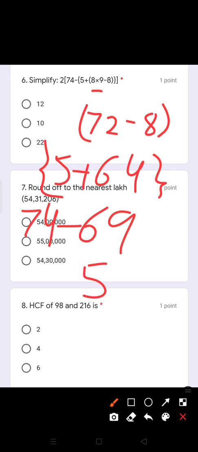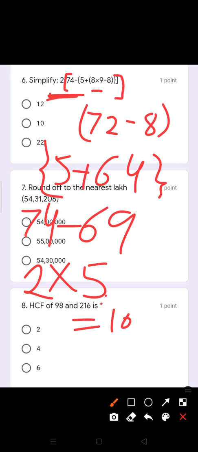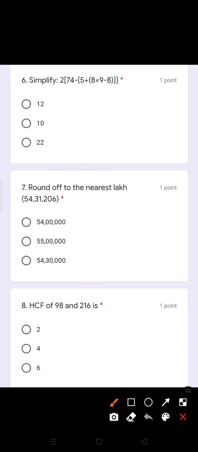Now आपका जो square bracket है वो भी ओपन हो गया है, and 2 and this square bracket के बीच में कोई साइन नहीं है, so we are going to put multiplication sign here, and 5 2s are 10. 5 2s are 10 is your answer. So here the right option is 10. Properly इसको solve करके you will get 10 as your answer.